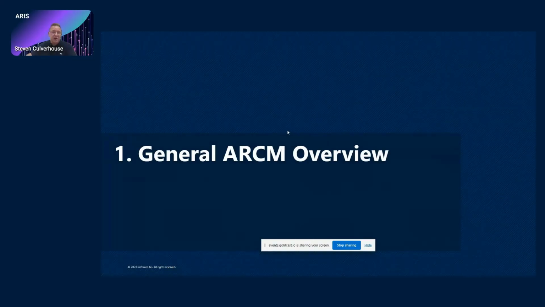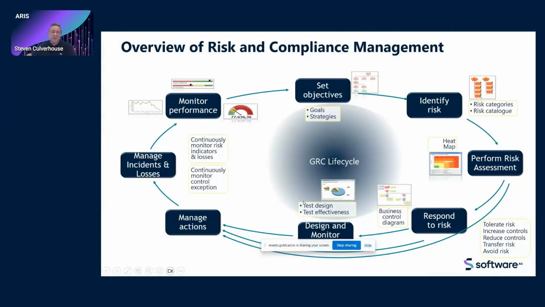So let's have a look at a general overview then. I'll start off with this slide. If you joined the previous session on risk management, then apologies, you might well have seen this before, but it is an appropriate place to start. What we see here is what we call the GRC life cycle. It starts with a company setting its goals and objectives. And then obviously to achieve your goals and objectives, you've got to identify what risk could impair that. So we identify the risks and then we perform what we call risk assessments.